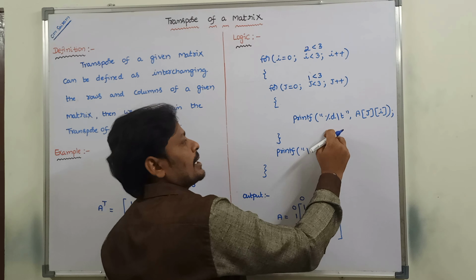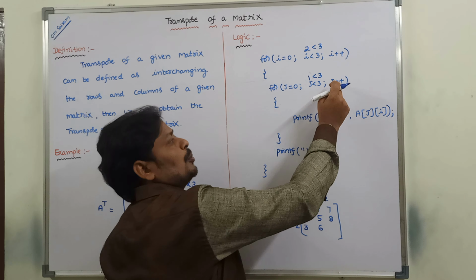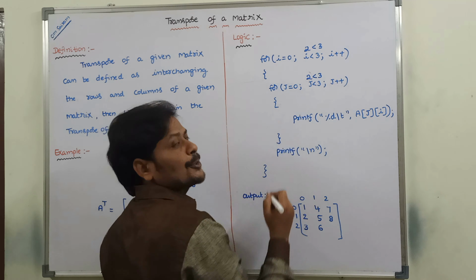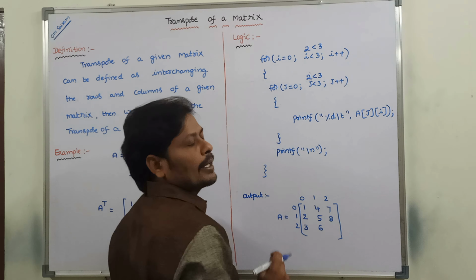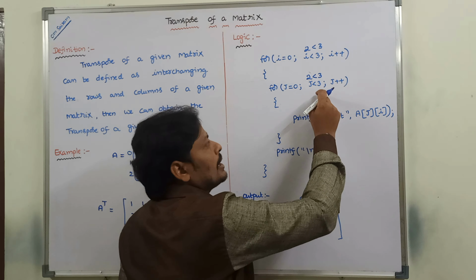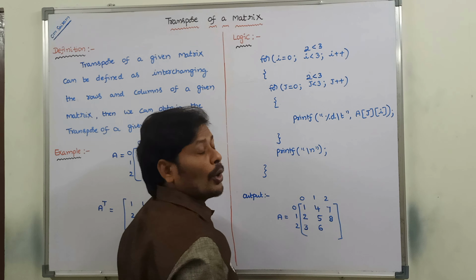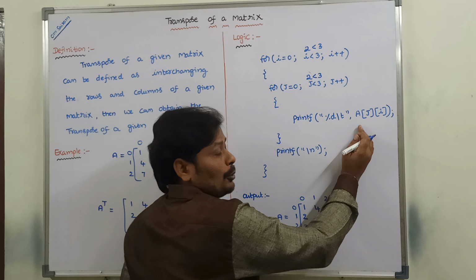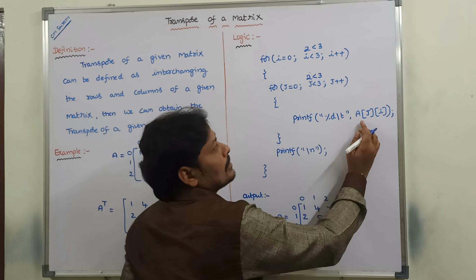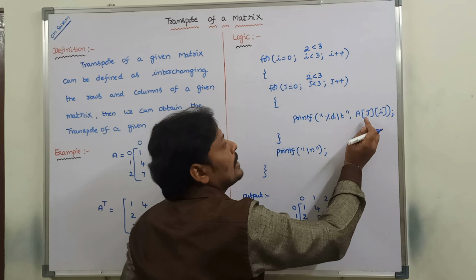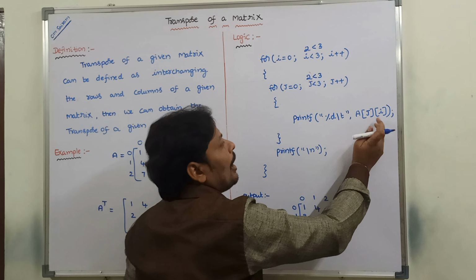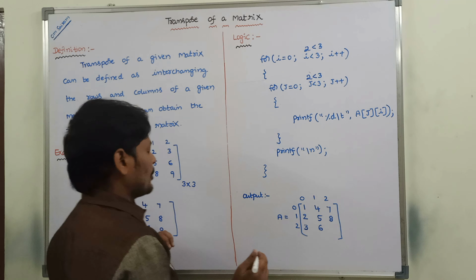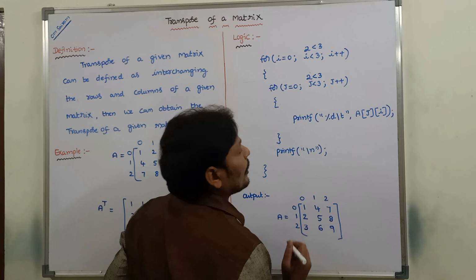After executing the statement within the body of the inner for loop, again j value is incremented. Previously it is 1, now it becomes 2. 2 less than 3, condition true. If the condition is true, then the control goes to the body of the inner for loop and executes the statement within the body. printf("%d\t", a[j][i]). j value is 2, i value is 2. What is a[2][2]? a[2][2] value is 9. So 9 is printed.